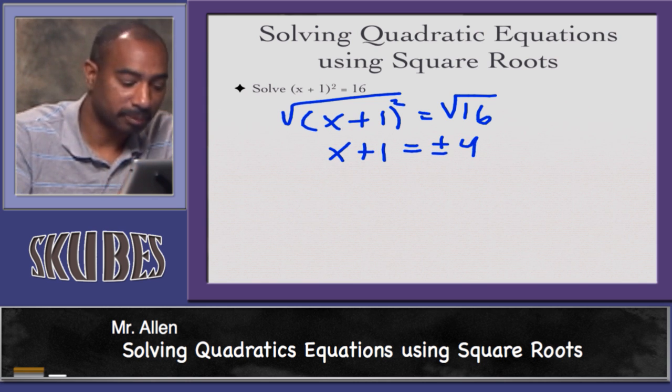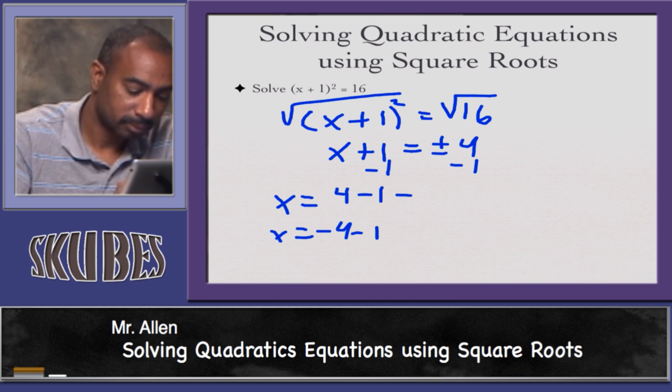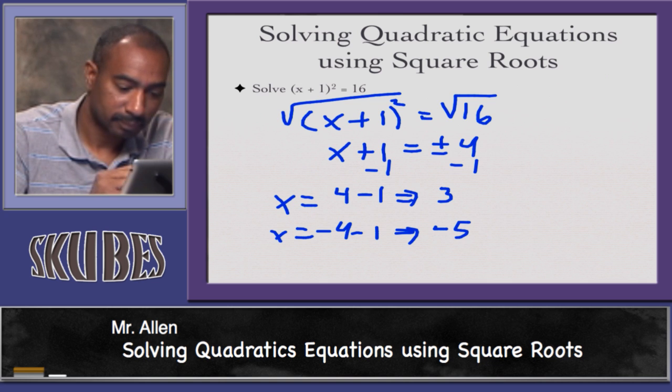And I subtract 1 from both sides. So x could equal 4 minus 1, or x could equal negative 4 minus 1. So that gives me 3, or it could be negative 5. x is negative 5, or 3.